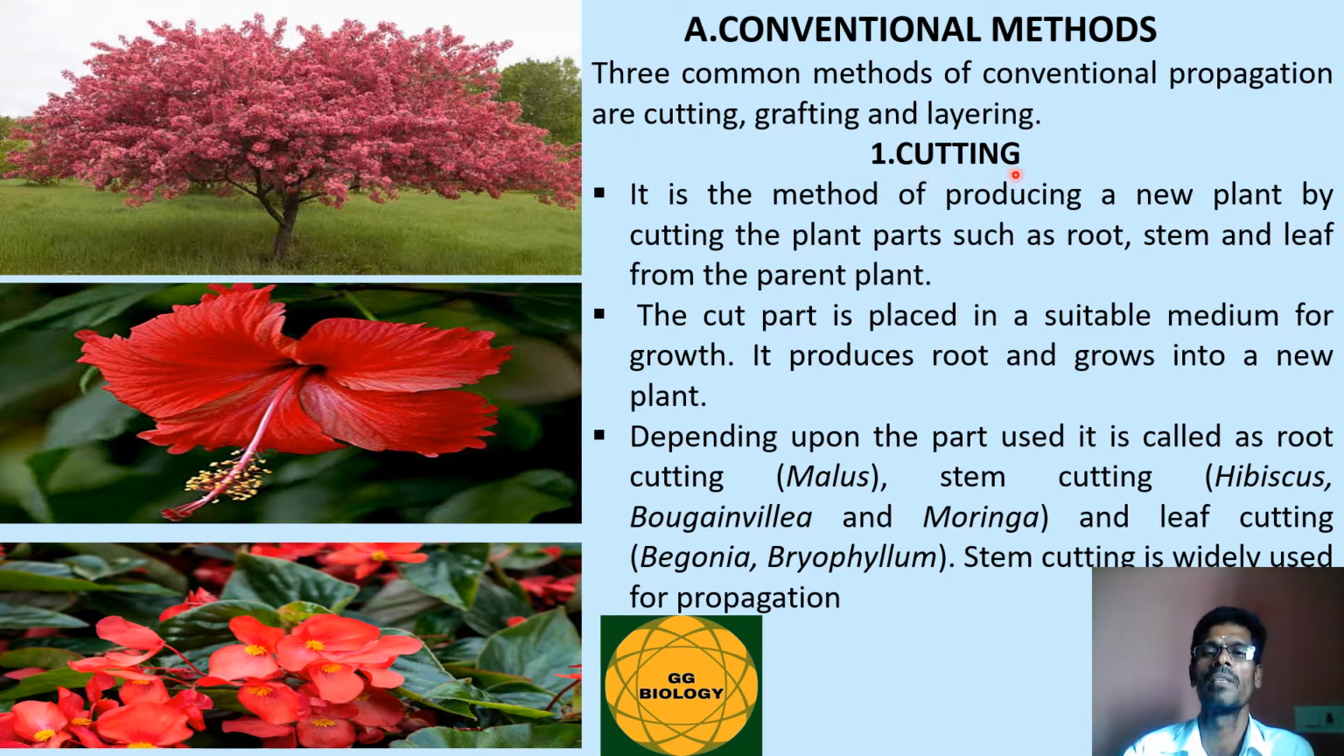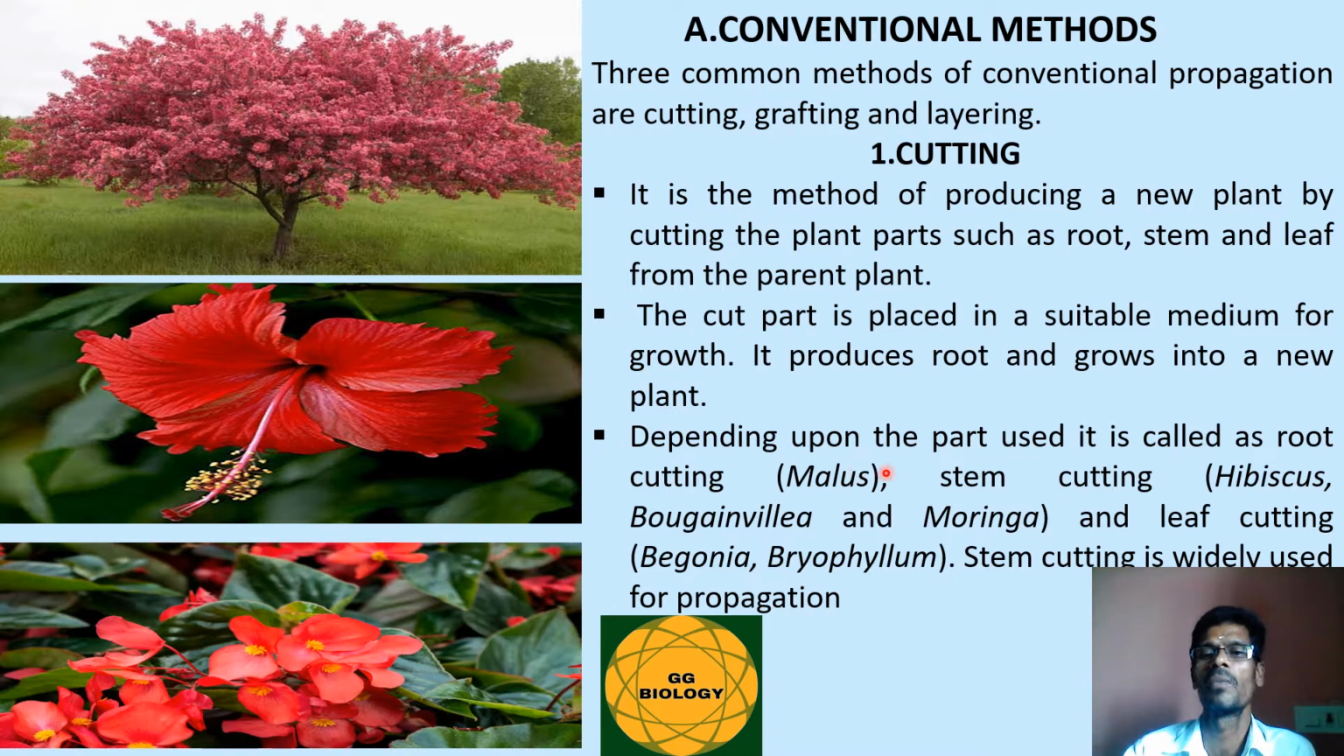As the name indicates, cutting is a method of producing a new plant by cutting plant parts such as root, stem and leaf from the parent plant. So from the parent plant, any part of the plant body like root, stem or leaf may be cut and can be grown. Such a method is known as cutting. The cut part is placed in a suitable medium for growth. It produces roots and grows into a new plant.